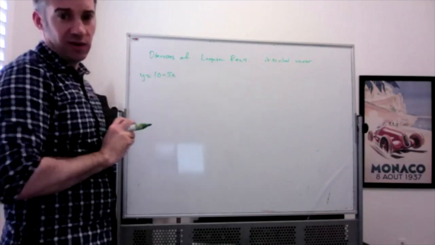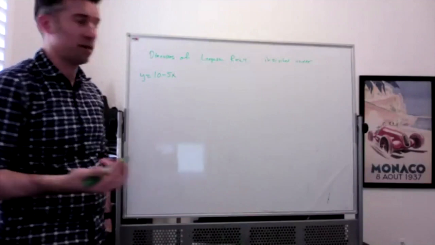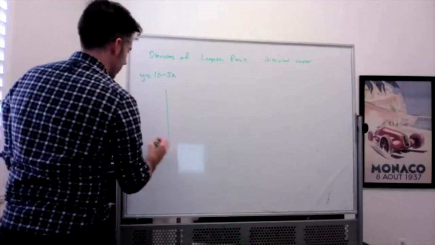This question is not written great. It should really say, oh, no, it does say it. It says in the first quadrant that can be inscribed under the line y equals 10 minus 5x. So here's what we're dealing with.